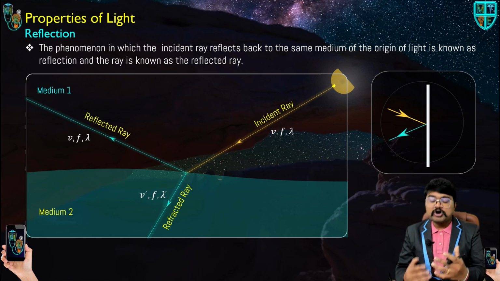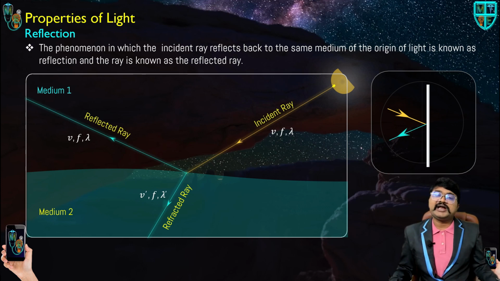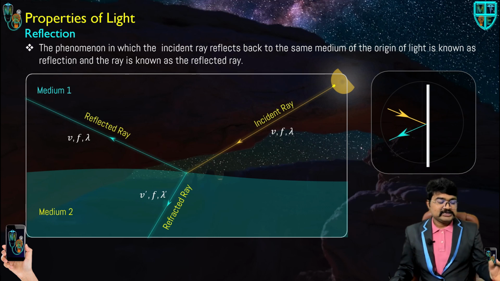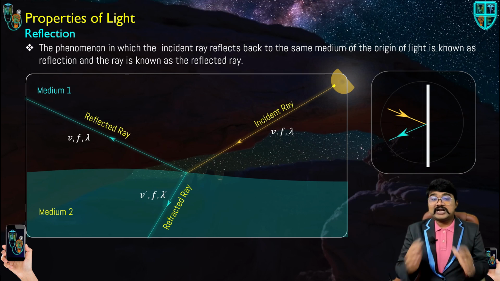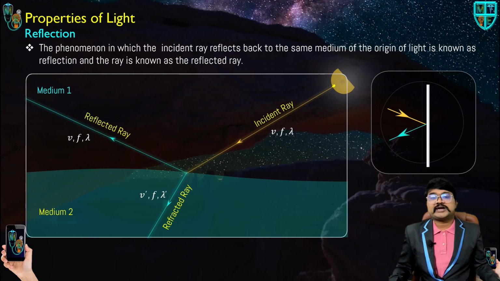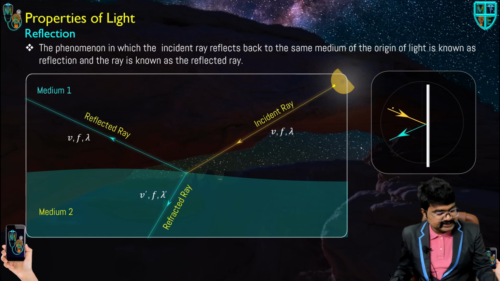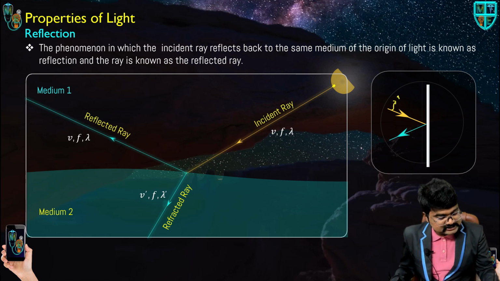Reflection is the phenomenon in which the incident ray reflects back to the same medium of origin of light. The ray is known as the reflected ray. And here this is the incident ray and this would be the reflected ray.